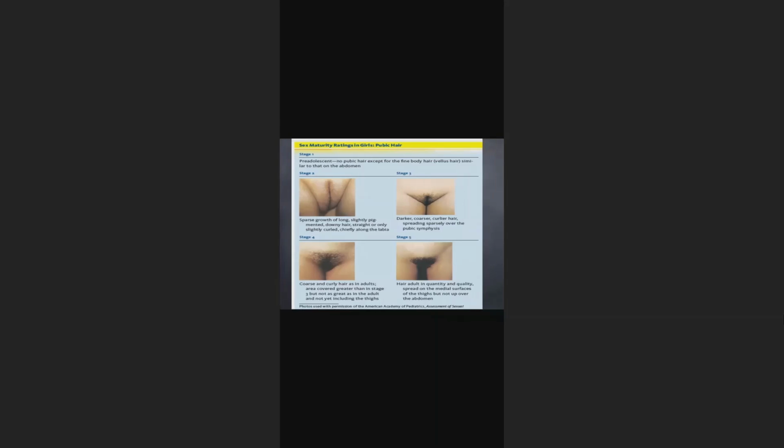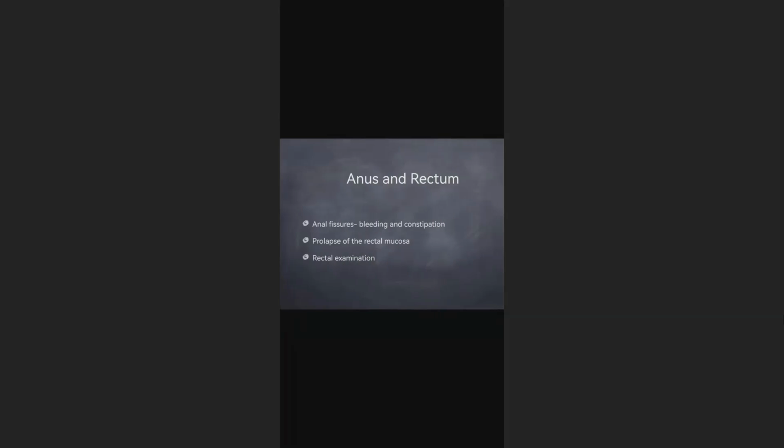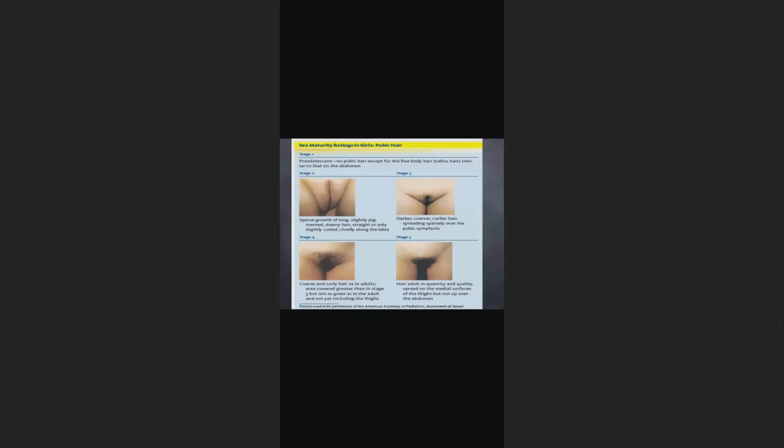The same with the female. This is the Tanner classification for females. The most important thing here is, in females, what is the first sign of puberty? What is it?